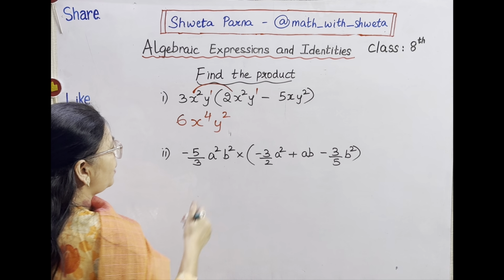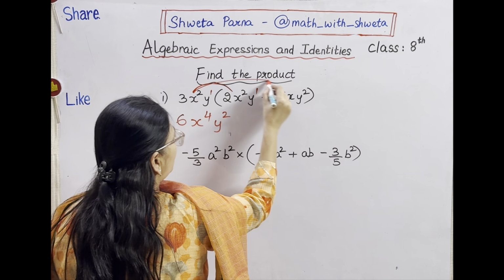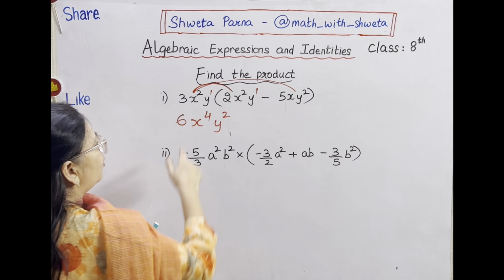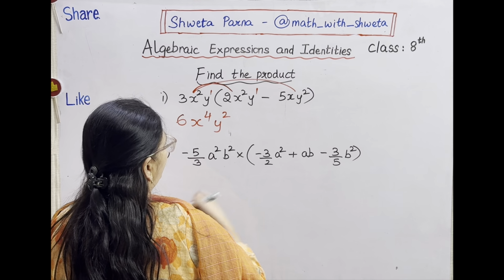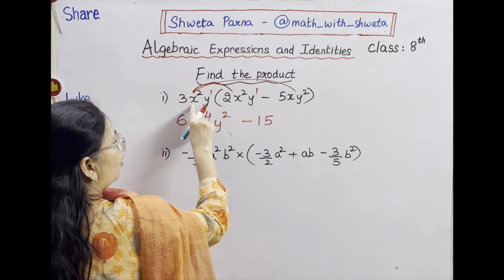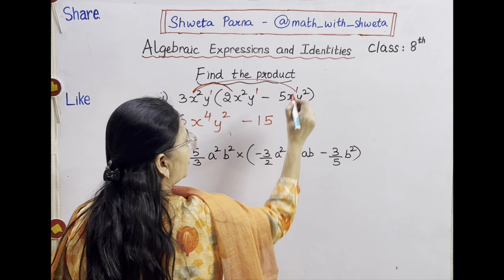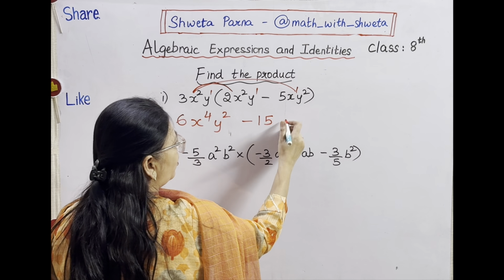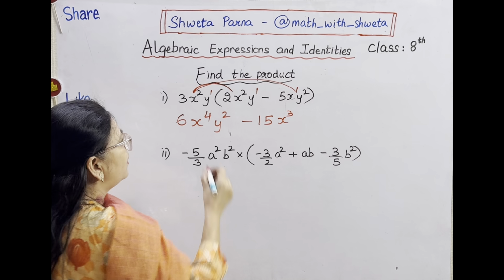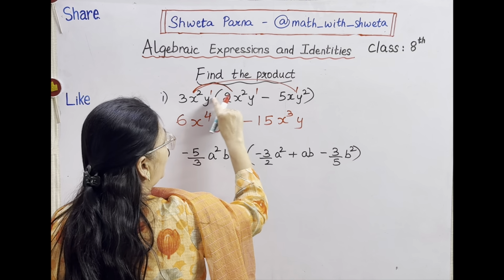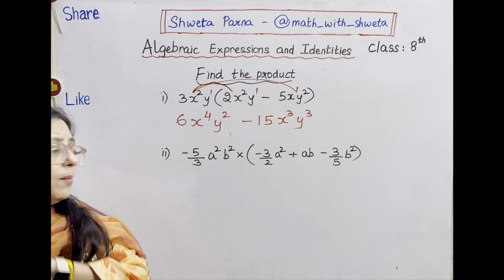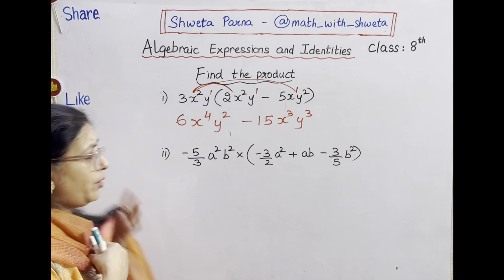Now the second part: the baby will be going to dad also. They went to mama, now go to dad also. Now 3 into minus 5 is minus 15. Now x square, here there is no number, means 1. So x into x is x, 2 plus 1 is 3. Same way, y, 1 plus 2 is 3. So this becomes your answer. Remember the rule: baby has to go to mama, baby has to go to dada.